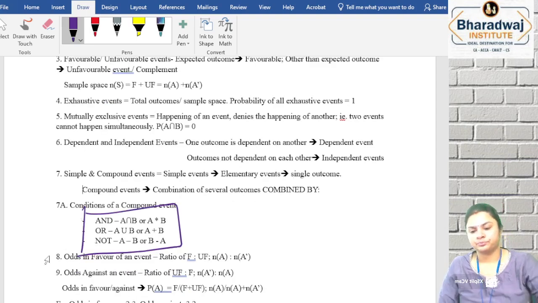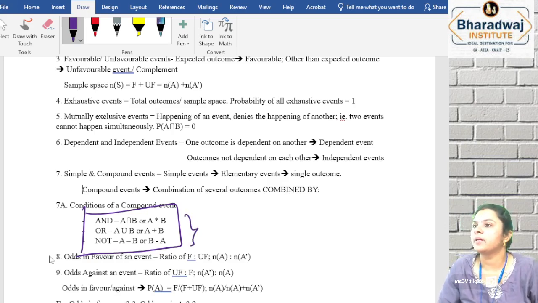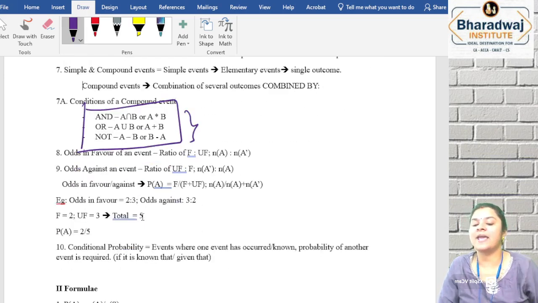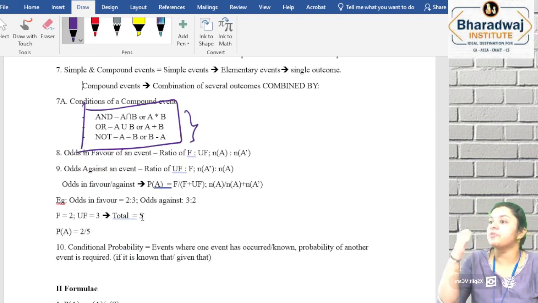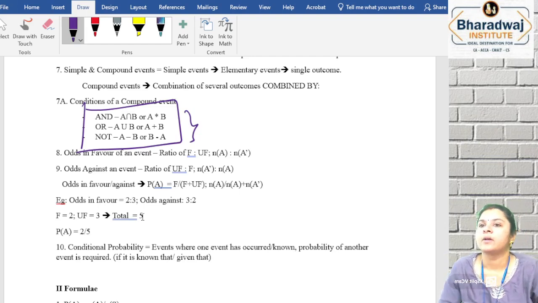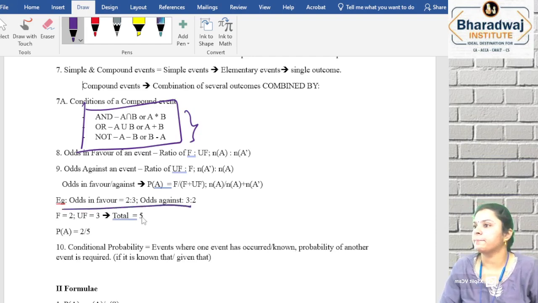In your questions, we will be using these repeatedly. Next, coming to the formula of odds in favor and odds against an event. Odds in favor of an event is the ratio of favorable to unfavorable, where total events is going to be favorable plus unfavorable. So if they give you the example that I have given you, odds in favor is 2:3. Screen is visible, right? Okay, odds in favor is 2:3. So odds against is the opposite of it, which is 3:2.